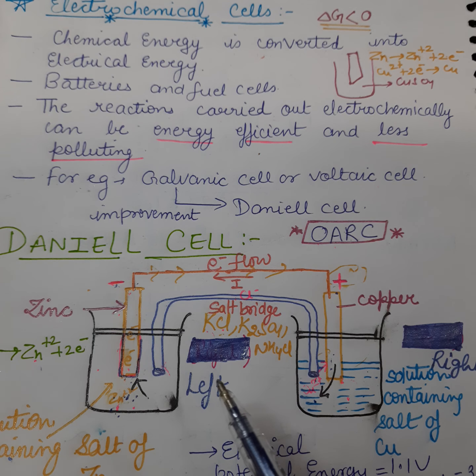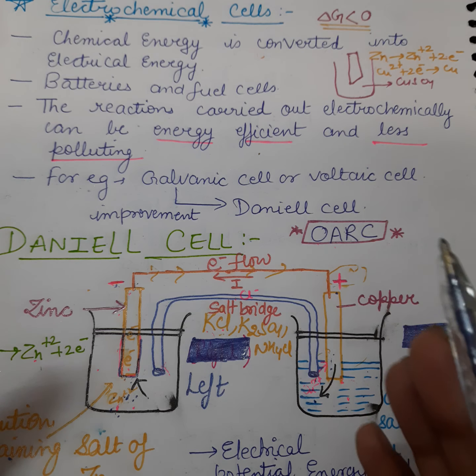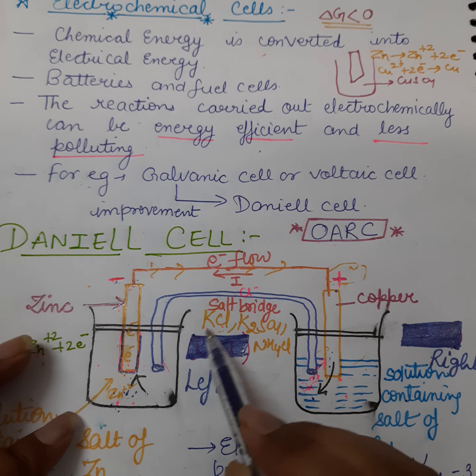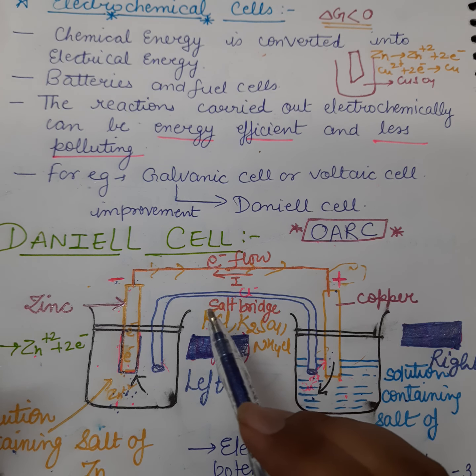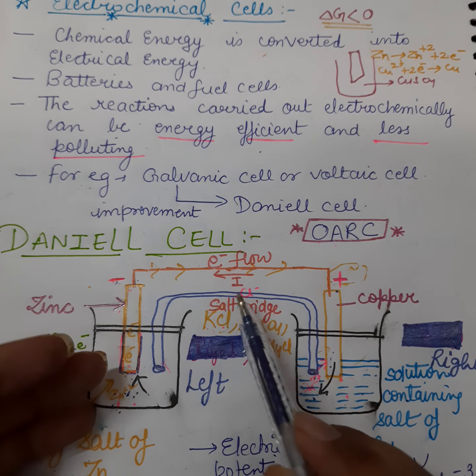We take gelatin because it allows the mobility of ions, allowing the ions to flow into the circuit. And basically it maintains the circuit. Suppose I take KCl solution in this salt bridge, then what happens? Where the positive charge is high, at that side Cl minus goes.